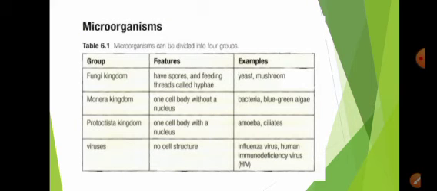Microorganisms. Microorganisms can be divided into 4 groups. These include fungi kingdom, Monera kingdom, Protozoa kingdom, and viruses. Table 6.1 shows the features of each group alongside example of each.